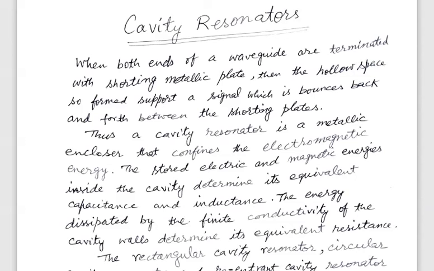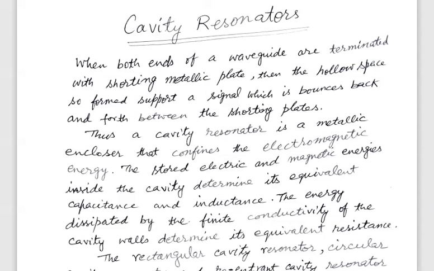Today we discuss cavity resonators for the paper Microwave Electronics. In our previous lectures, we have discussed transmission lines and propagation through rectangular and circular waveguides, and we have found the conditions and field equations for the various TE and TM modes in rectangular and cylindrical waveguides.